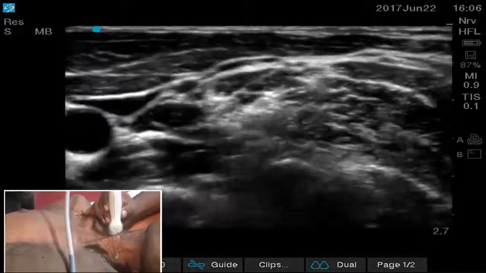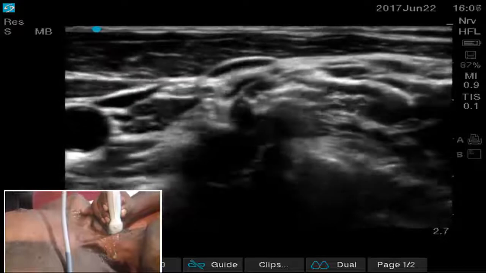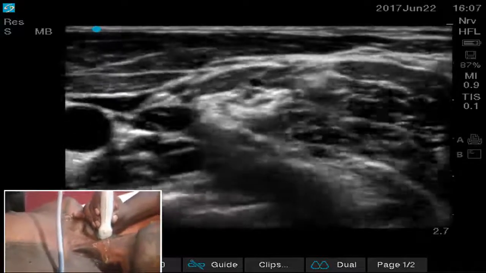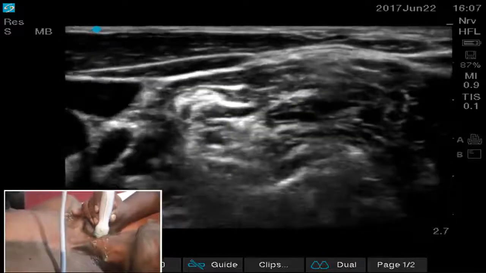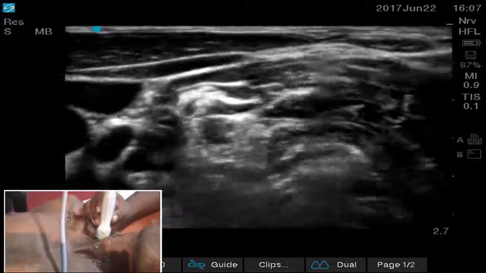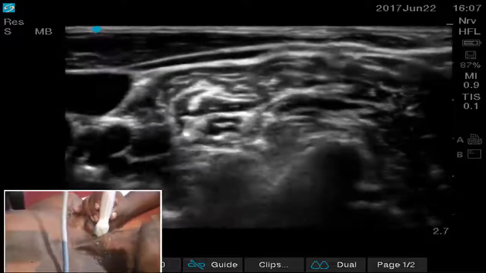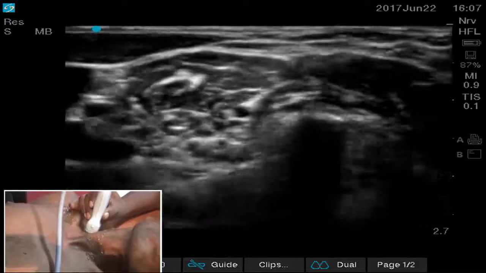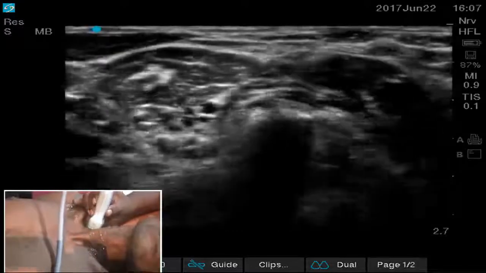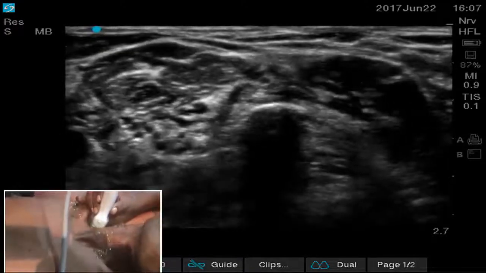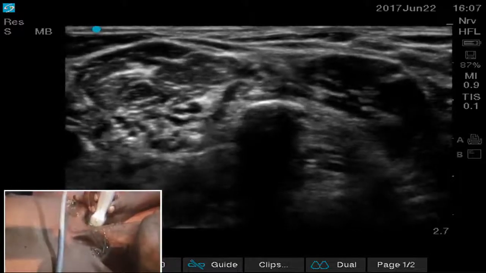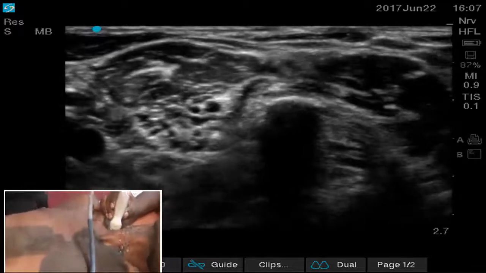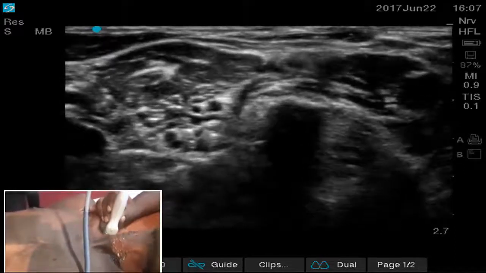So now what you are seeing is the C6 nerve root that pops up from the transverse process. That is the C6 nerve root. As I scan down, you can see the next nerve root coming out. The moment it comes out, it will become multifascicular. So that is another nerve root. As I come down, you can see all the nerve roots are aligned between the anterior scalene on the medial side, the middle scalene on the lateral side, and the transverse process, which is a C7 transverse process.